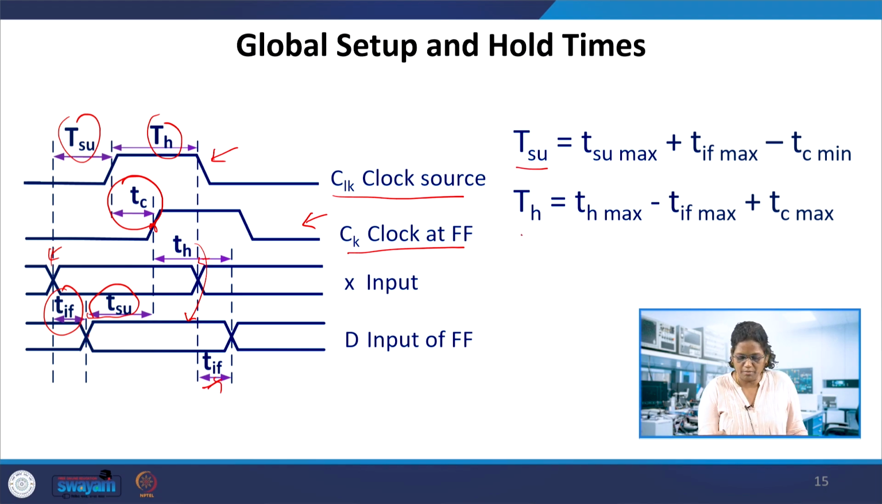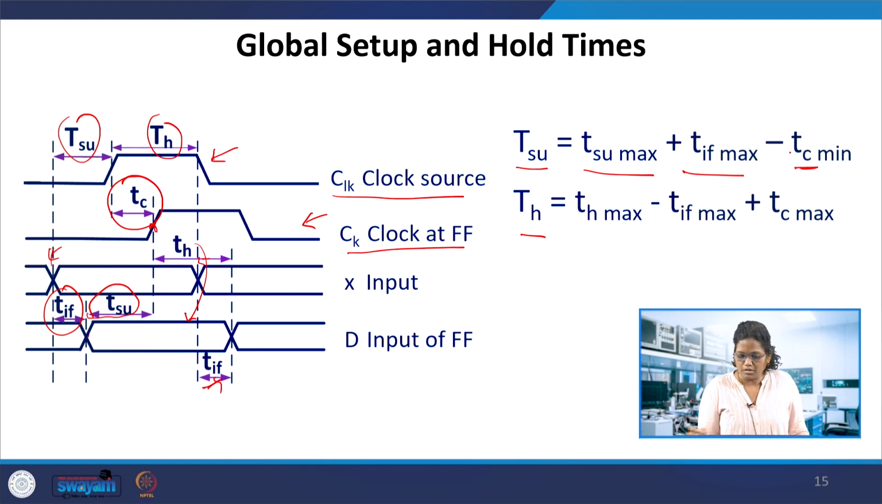So the global setup time and global hold time are this. The setup time here is the maximum with respect to this clock and data change. Then the input to flip flop delay, that is the maximum, and if there is any clock delay, that should be subtracted from it. So adding these two and subtracting the clock delay would give the setup time.